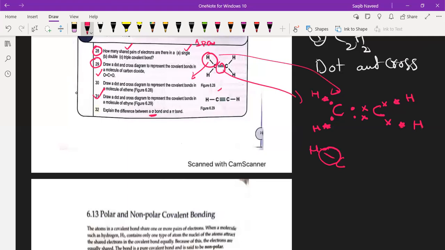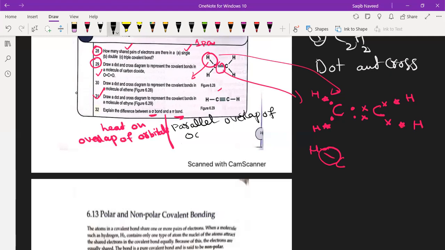Explain the difference between sigma bond and pi bond. What we have studied, sigma bond is formed by head-on overlap of orbitals. What are the orbitals? That names is SPDF. Okay. So how the pi bond is formed? Due to the parallel overlap of orbitals. So which one is stronger? The sigma bond. Yeah, sigma bond is stronger. And pi bond is weaker. These are the two main differences, right?